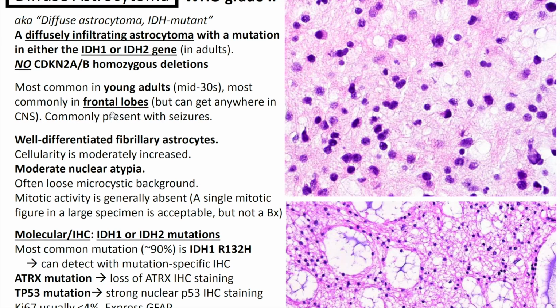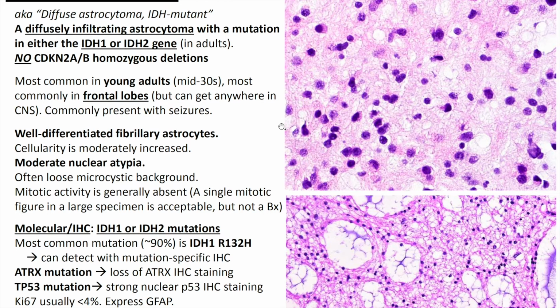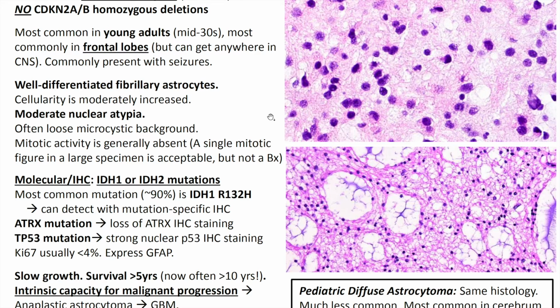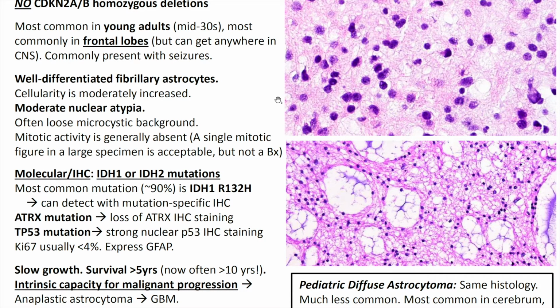So a well-differentiated fibrillary astrocyte is what you're going to see. Cellularity is moderately increased with moderate nuclear atypia, which you can appreciate here, with often a loose microcystic background. Mitotic activity is generally absent. A single mitotic figure in a large specimen is acceptable, but not in a biopsy.